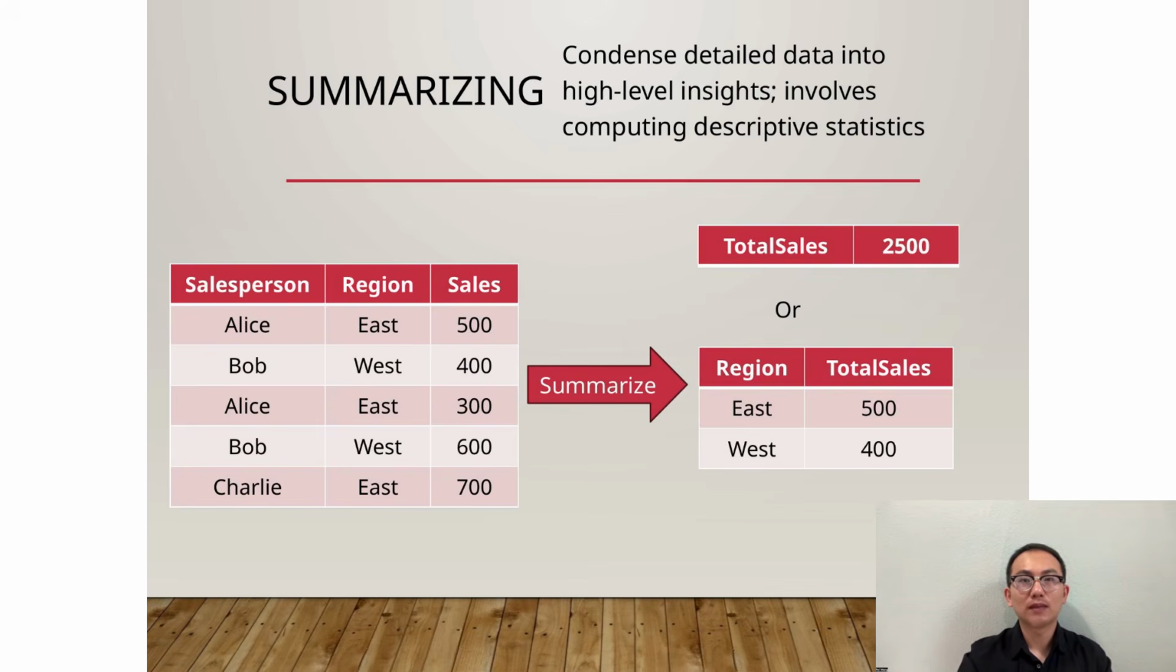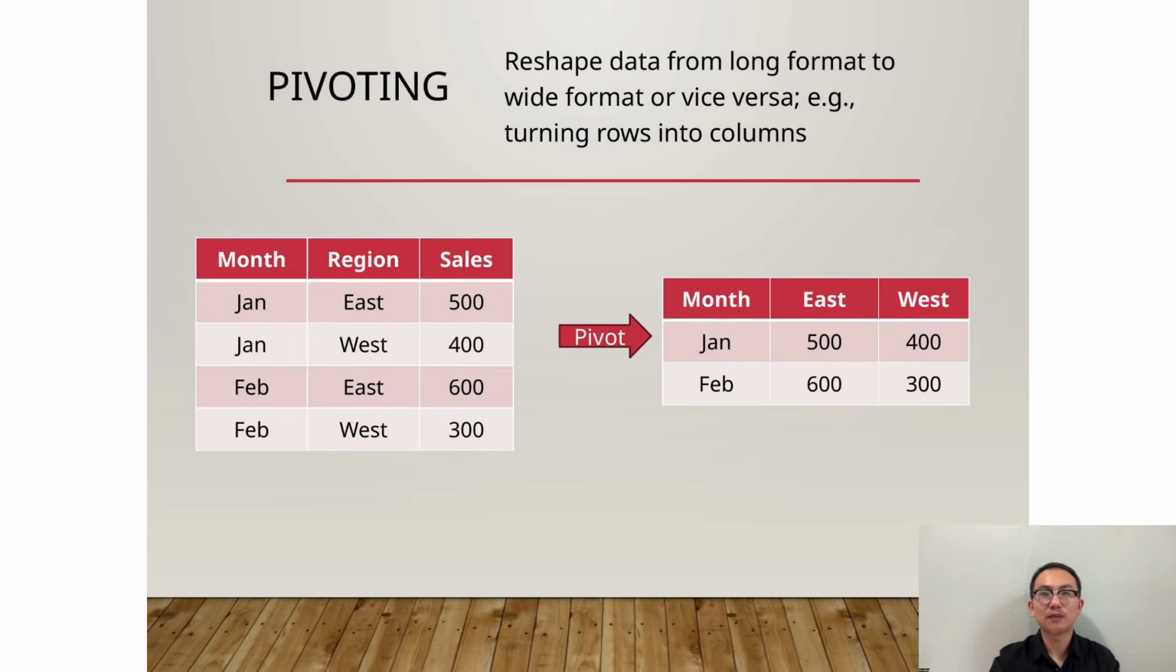For example, let's say you have a data set of sales transactions, like the one shown on the left side of the slide. You could add up all the sales to get the total sales overall, or you could break it down by region to see total sales for each area. That way, you can quickly spot which region is performing best without having to go through every transaction one by one.